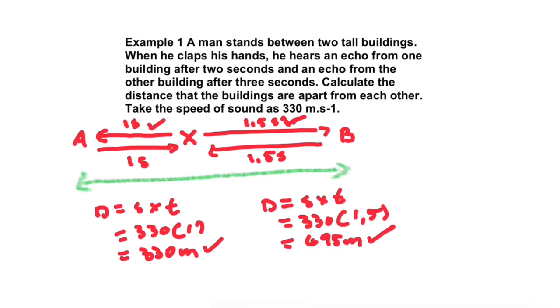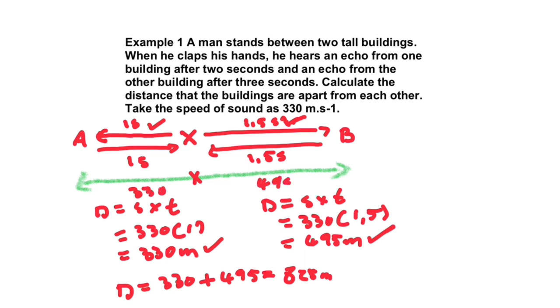How are we gonna determine that? We're gonna say that the distance is equal to 330 plus 495, which is equal to 825 meters. Here we have the man. This is 330 and this is 495. So if we want to find the distance between A and B, we just easily add those two numbers. So there we go. That is example 1.